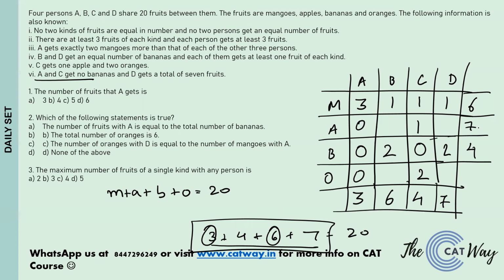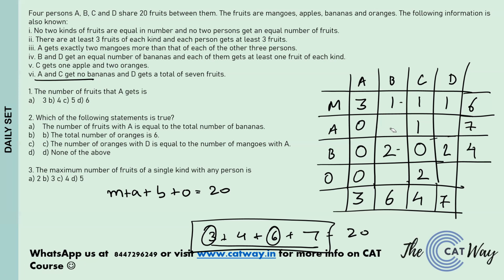Now let's talk about the case where the number of apples is 7. So when the number of apples is 7, that means B and D should collectively get 6 apples in total. Out of these 6 apples, B can have at most 2 apples. Why only 2? Because if B gets 3 apples, that means 3, 2, 5, 1, 6. Total number of fruits will be done with B, and we have a condition that B has to get all the types of fruits. So B cannot have 3 apples.